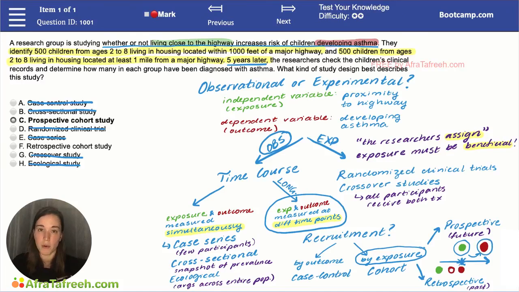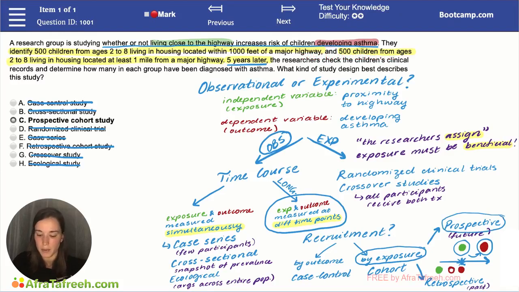So that 5 years later part is really key to figuring out if this is a prospective or a retrospective study, because in a retrospective study, participants are not followed out into the future. Everything in a retrospective study is happening in the past or in present day. So we can cross off retrospective study, and now we have our answer that this is a prospective cohort study. So let's go through and summarize our thought process for this question.